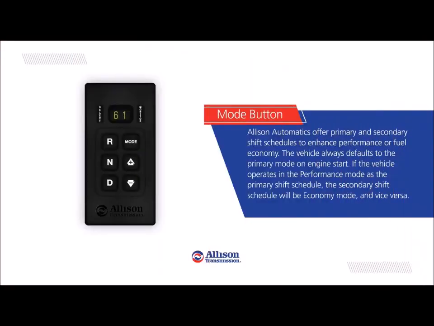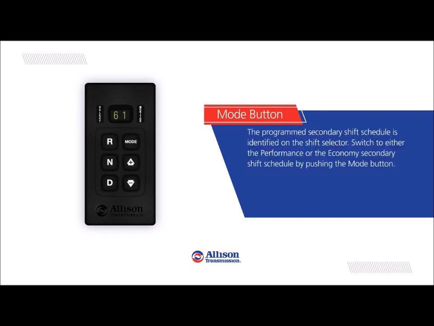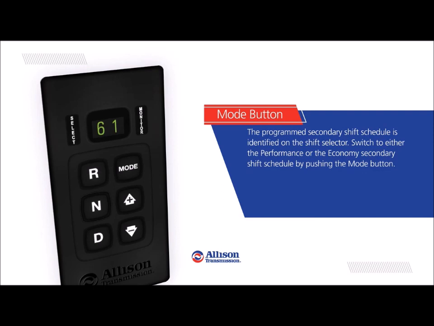Mode button. Allison Automatics offer primary and secondary shift schedules to enhance performance or fuel economy. The vehicle always defaults to the primary mode on engine start. If the vehicle operates in the performance mode as the primary shift schedule, the secondary shift schedule will be economy mode and vice versa. The programmed secondary shift schedule is identified on the shift selector. Switch to either the performance or the economy secondary shift schedule by pushing the mode button.